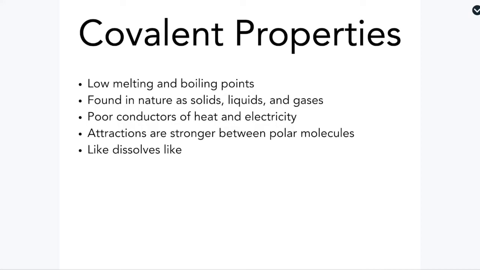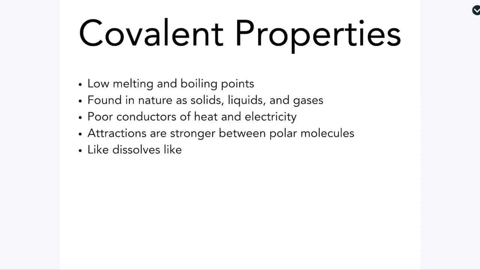When we were last looking at ionic compounds, we were looking at salt. And salt, I think it melts around 500 degrees Celsius. So you can see covalent compounds melt at a relatively lower temperature. Even something like sugar, which is a covalent compound, is going to melt at a much lower temperature than something like salt. Wax is an example of a covalent compound.